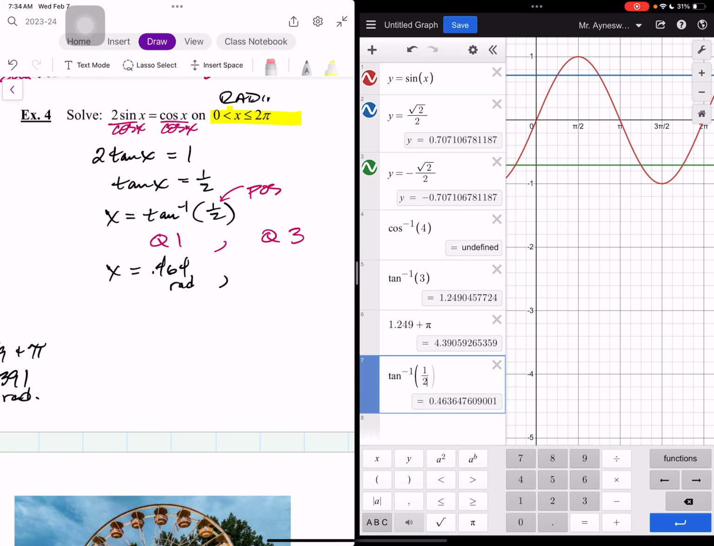Okay, we're in radian mode now. So again, set your calculator and Desmos by using the wrench in the upper right, and you have to learn how to do it on your calculator as well. Set it in radian mode, okay?